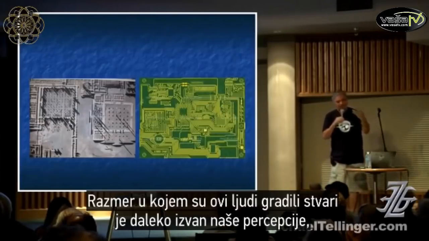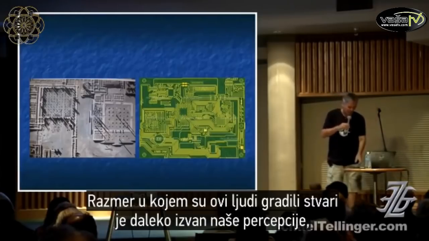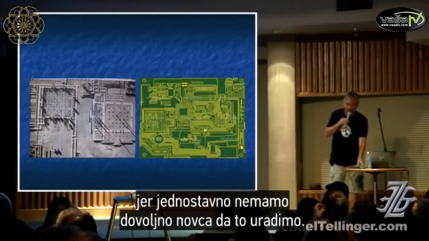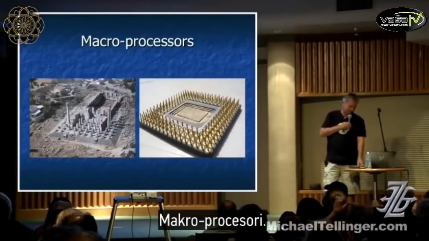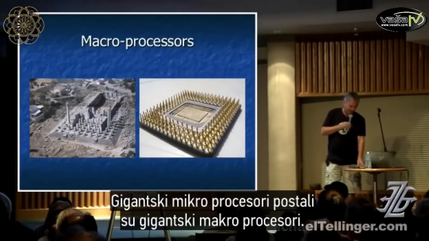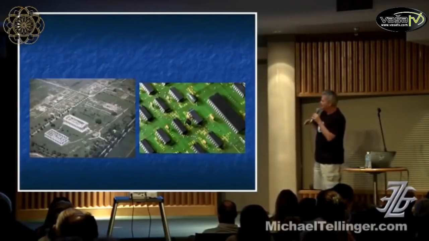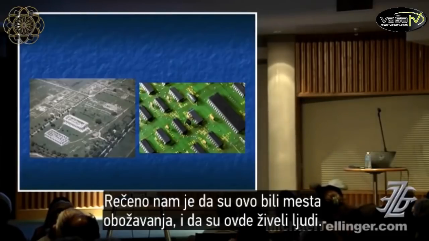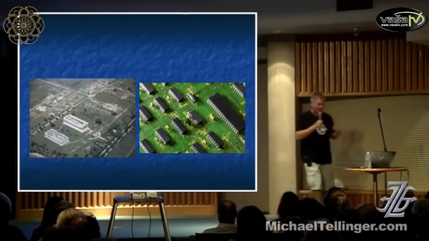The scale that these guys were building things on is something way out of our perception because we just don't have enough money to do that. And gigantic microprocessors become gigantic macroprocessors. You know, and here we are told that these were places of worship and this is where the people lived. No, these are giant bloody macroprocessors and that's part of the circuit board. You know, it's what it is.